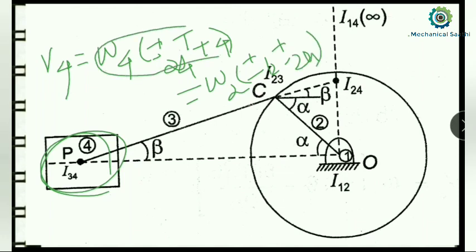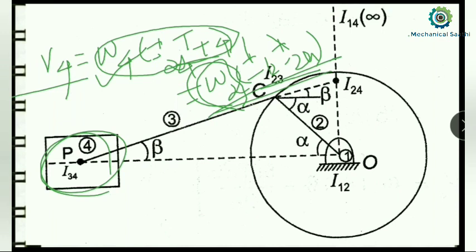This is what we are going to calculate, and this value can be calculated by using this relation. This is the angular velocity theorem method. So if we can calculate omega 2 and the distance between the instantaneous centers I24 and I12, then we can calculate the velocity of point 4, that is link 4, the velocity of the slider. So this is omega 2, that means the angular velocity of this crank is omega 2.